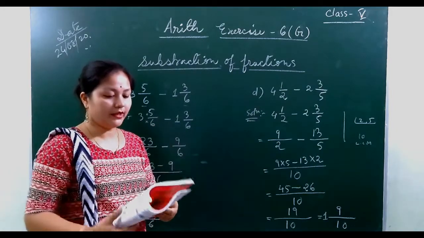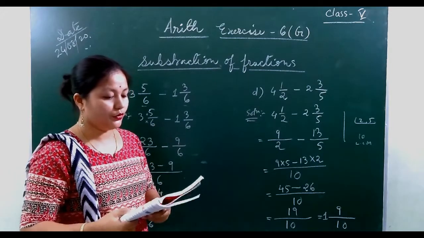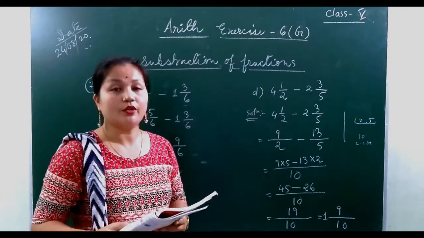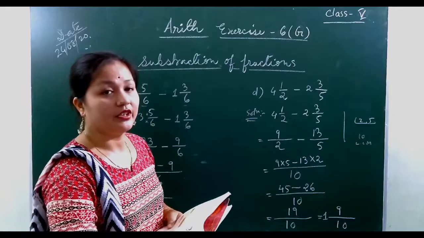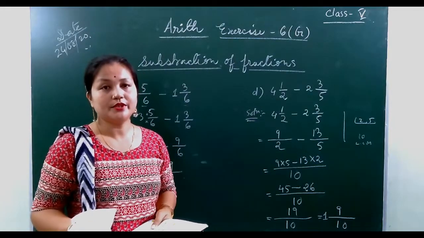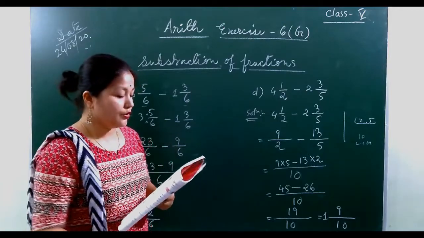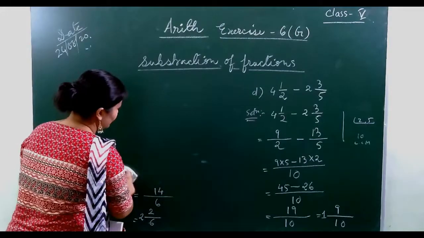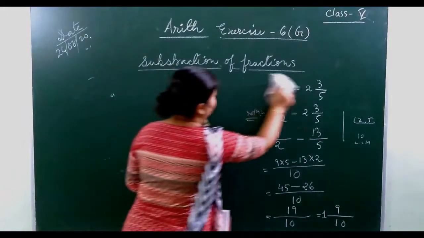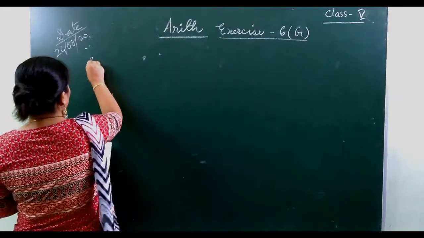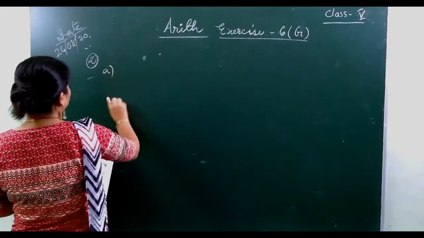So what problems are here? Question number 2. Decide whether to add or subtract, then solve. You have to decide yourself after reading the question, then you have to find out what to do, whether you have to subtract or add. So for each type I will do one question, one for subtraction and one for addition. So question number 2A I will do for you first.